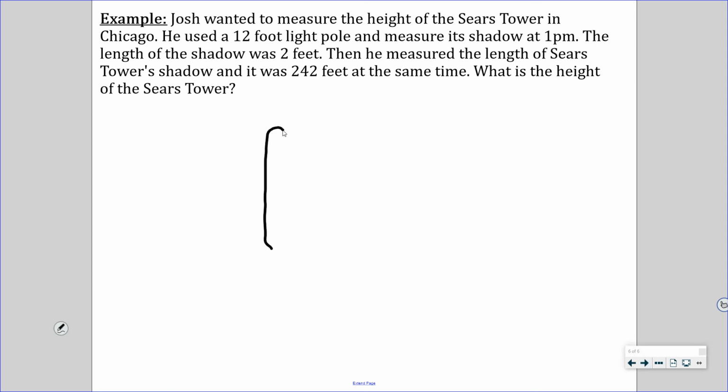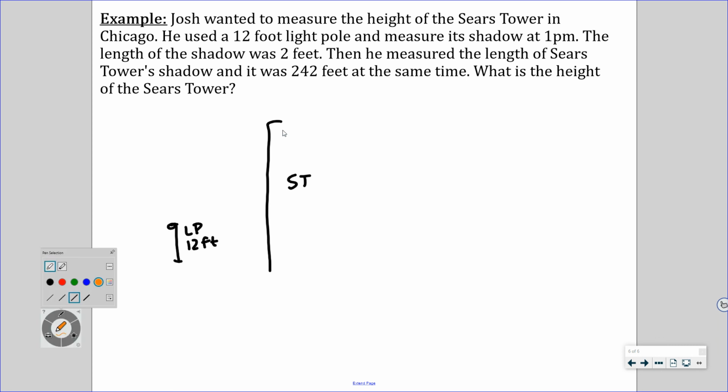We got the Sears Tower. Yeah, it's big. And then obviously this 12-foot light pole is going to be smaller. Light pole, 12 feet. There's my light pole. Okay. So I'm measuring their shadows. So let's picture the sun's right here. Sun casts down. And think about where their shadows are.